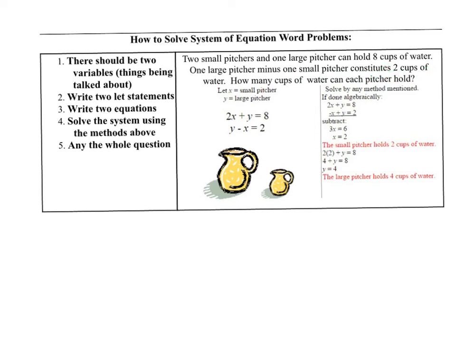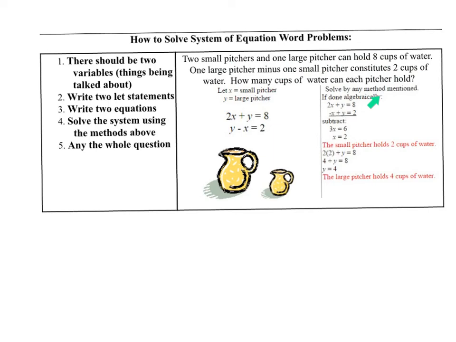So then all you do is translate it. It was pretty easy. 2 small, so that's 2x, and add up 1 large plus 1 y. You can hold 8 cups of water. The other one is 1 large, y, minus the small pitcher, minus x, equals 2 cups of water. And now you've got to go and solve it. So we've written the let statements, we translated and made the equations. That's about the easiest they come. And now you've got to solve them.